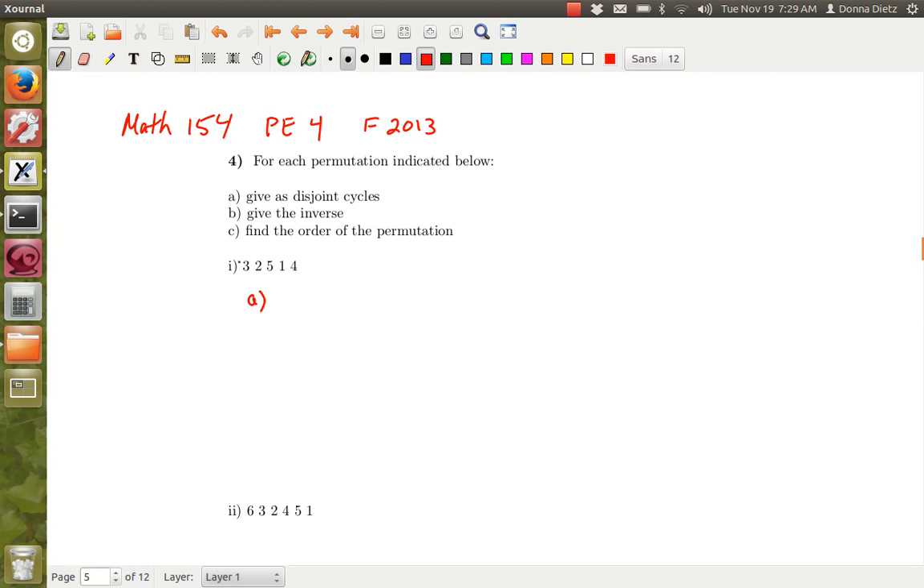A, for I, give as a disjoint cycle. So think about it as 1, 2, 3, 4, 5 up top. The guy who's in position 1 goes to position 3, and the guy who's in position 3 goes to position 5, and the guy who's in position 5 goes to position 4, but the 2 is untouched.